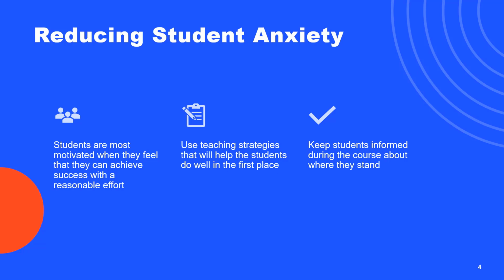Another way to reduce student anxiety is to use teaching strategies that will help students do well in the first place. And so it's not really about all the extra credit opportunities or ways to receive grades on a curve or how you're going to cushion their grades. They really just want to know, what do they have to do to do well in the first place? What are you expecting from them? They don't necessarily want all of the tokens given to them. They want to achieve on their own. They just need to know, what do you want from them?